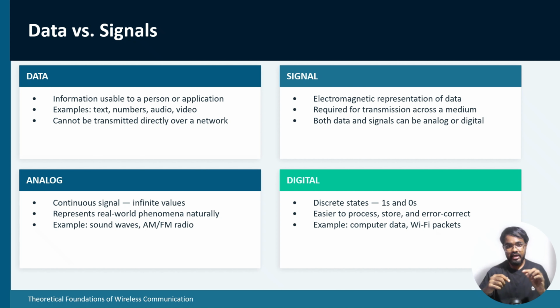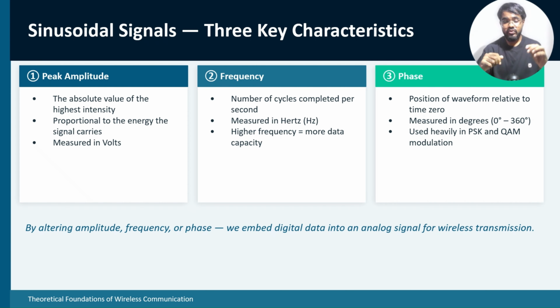To be transmitted, data must be transformed into electromagnetic signals. Both data and the signals that represent them can be either analog or digital. Analog refers to information that is continuous, while digital refers to information that has discrete states such as ones or zeros. When we transmit wireless signals, we rely heavily on periodic analog signals. The most fundamental form of this is sine waves, or sinusoidal signals.